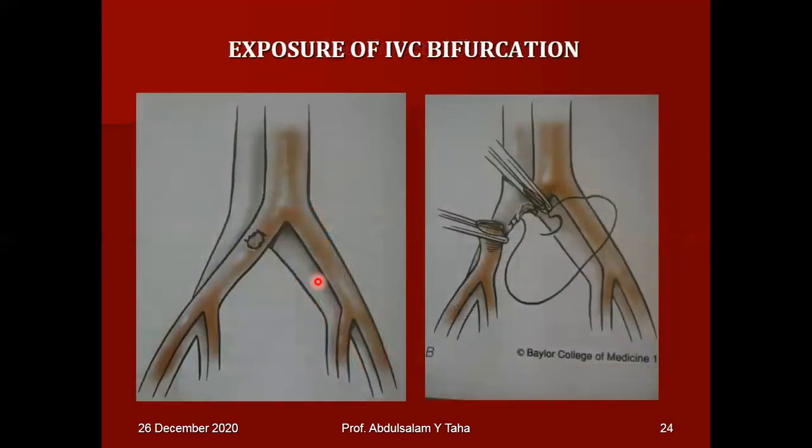Sometimes in trauma, we need to expose the bifurcation of the IVC, okay? And for that purpose, we need to divide the right common iliac artery. And after finishing the repair of the injured venous segment, the artery should be reanastomosed.